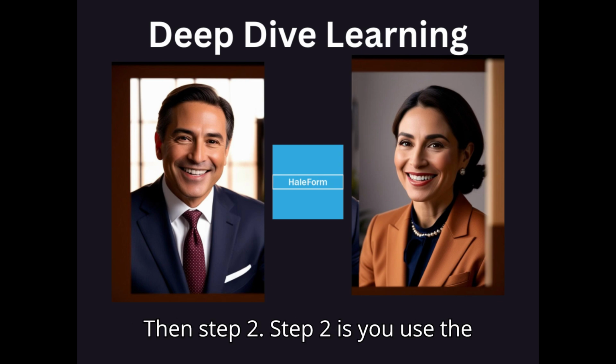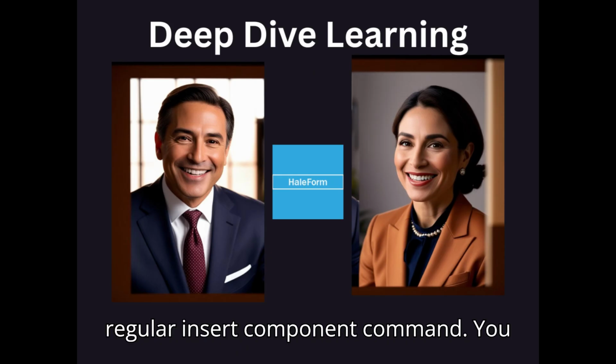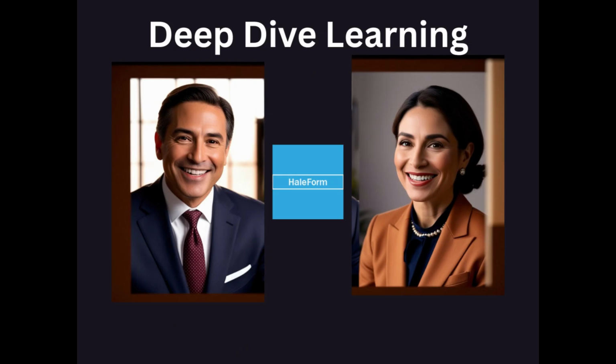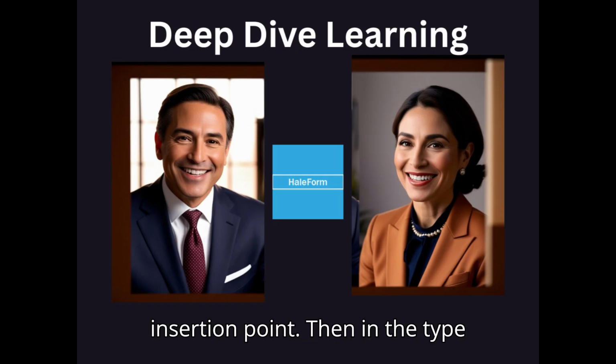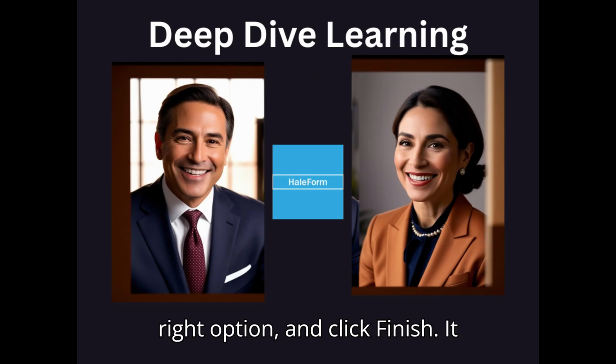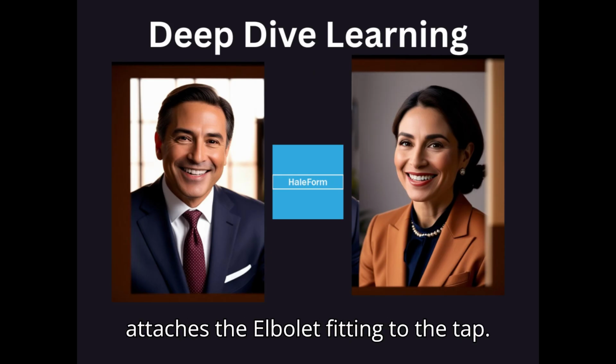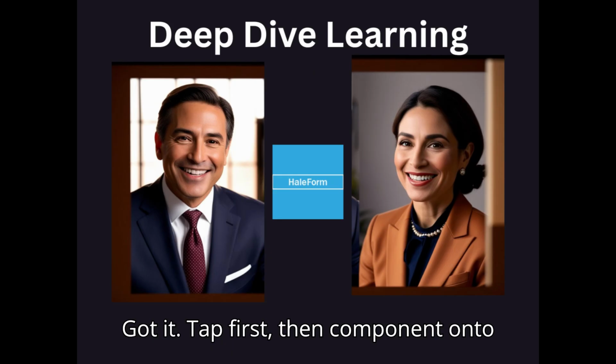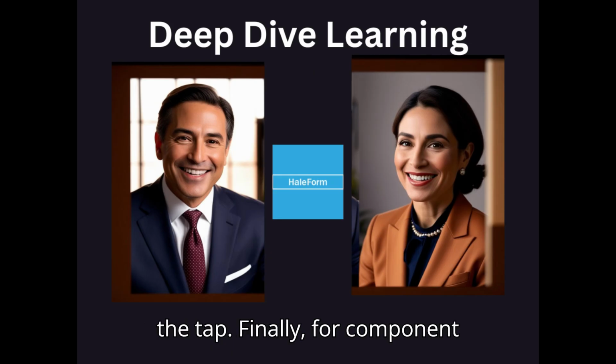Then step 2. Step 2 is you use the regular Insert Component command. You select the tap you just created as your insertion point. Then in the type list, you choose elbolet, select the right option, and click Finish. It attaches the elbolet fitting to the tap. Got it. Tap first, then component onto the tap.